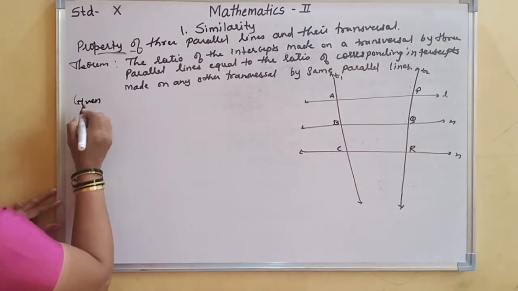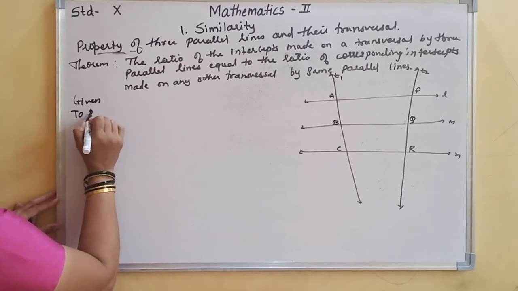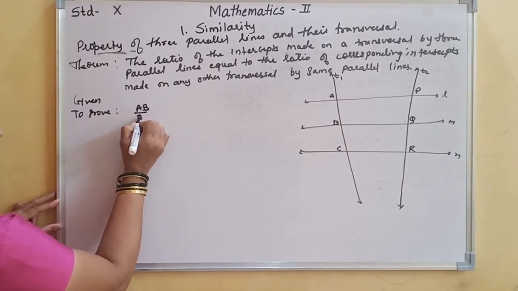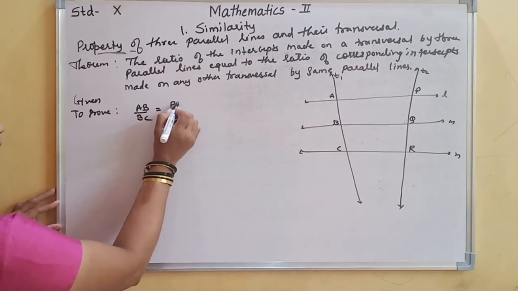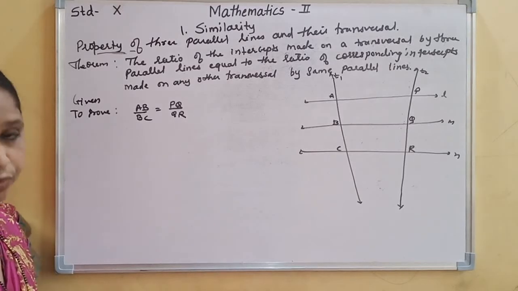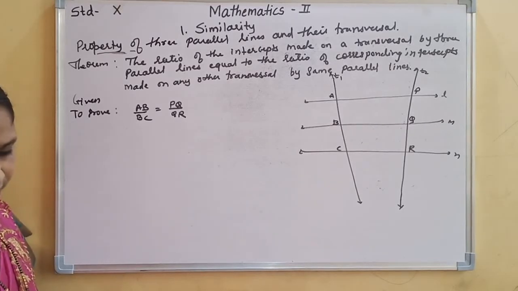This you have to write as given. To prove is what? That AB upon BC is equal to PQ upon QR. This we have to prove. Now for that we need to do the construction.